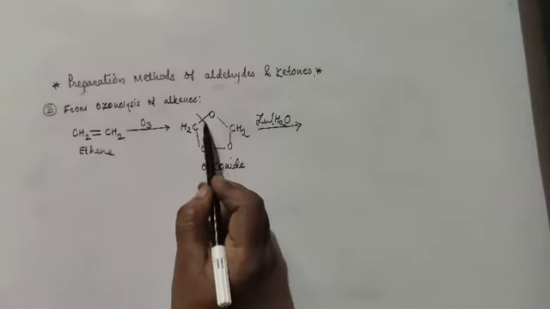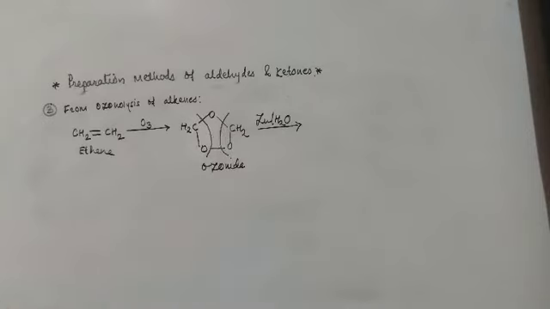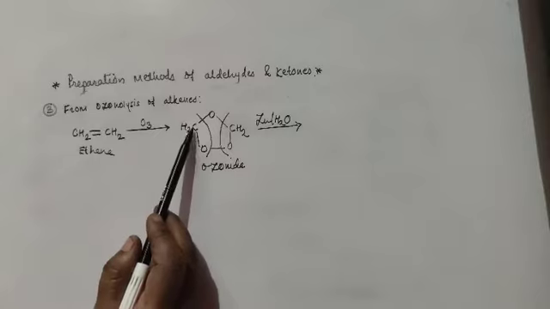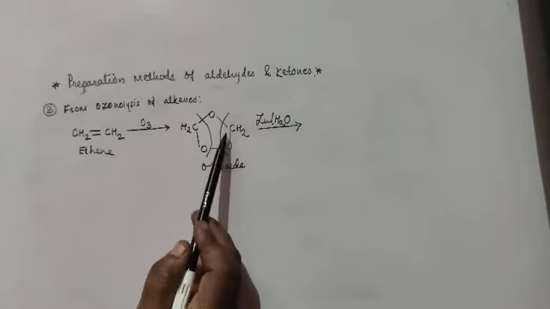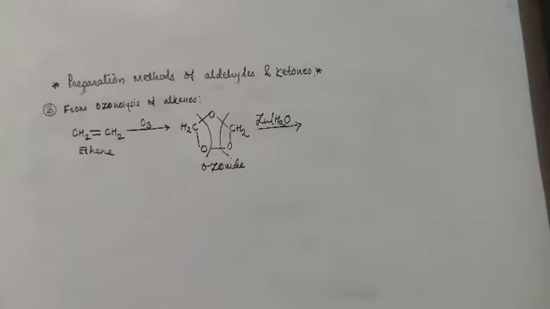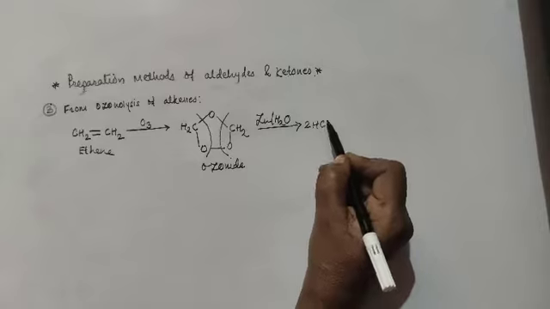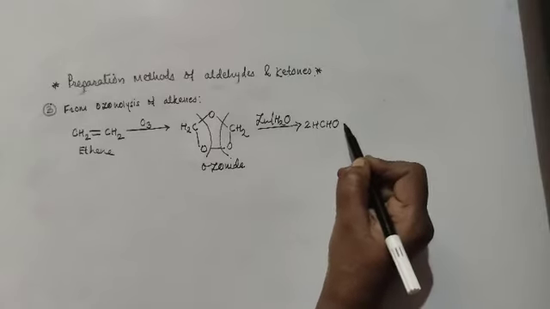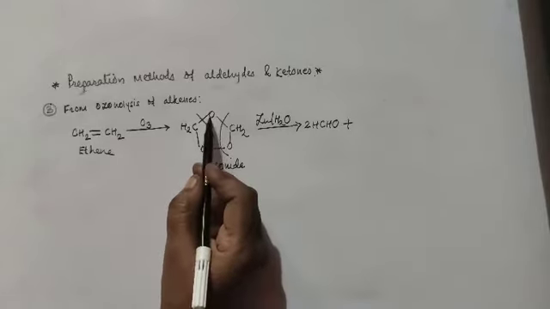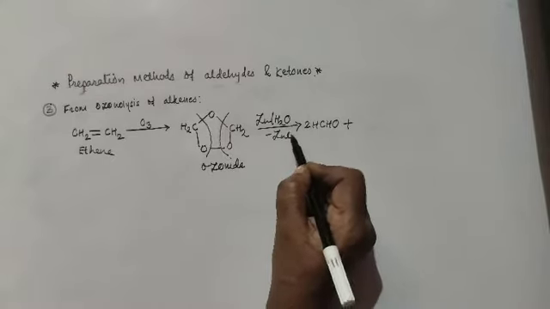Here there is a cleavage of the ozonoid, so that there is a formation of two molecules of CH2O, that means HCHO. So here there is a formation of two molecules of HCHO plus, what is the side product? The zinc combines with oxygen to form zinc oxide.